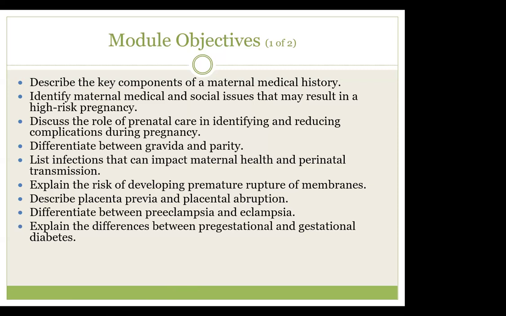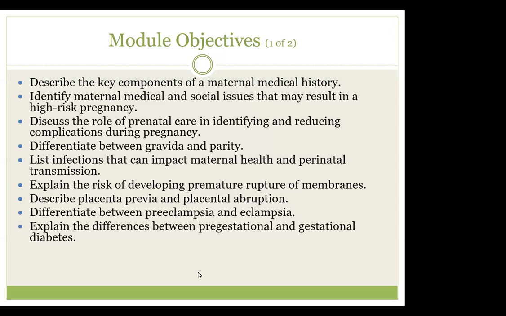List infections that can impact maternal health and perinatal transmission. Explain risk of developing premature rupture of membranes. What can happen if the amniotic sac breaks early or is leaking? We're going to describe 2 specific placental level events called placenta previa and placental abruption, and how they affect the fetus and if they are medical emergencies or not.